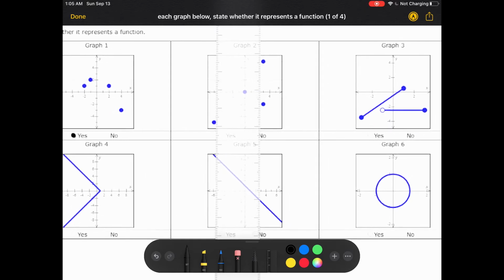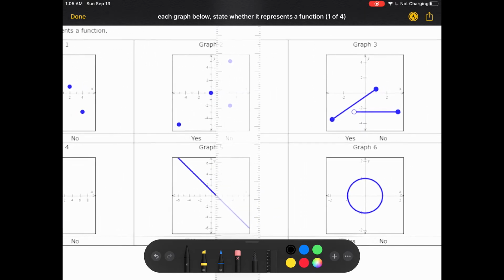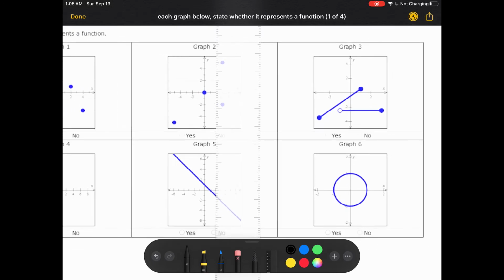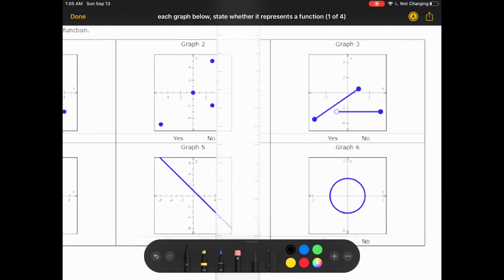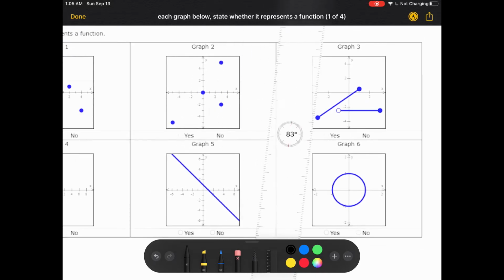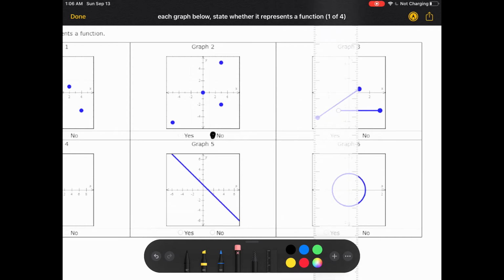Then I'm going to go over here, and I'm going to start at the left. Does it go over anything twice? Nothing twice. Another point, nothing twice. This point is at the same place, so it goes over that twice. So is this a function? No, it is not a function because it goes over the same point twice, and that is that point right there. Because if I had just eyed that, I would have thought that dot's over there. I can't see. It's hard out here.